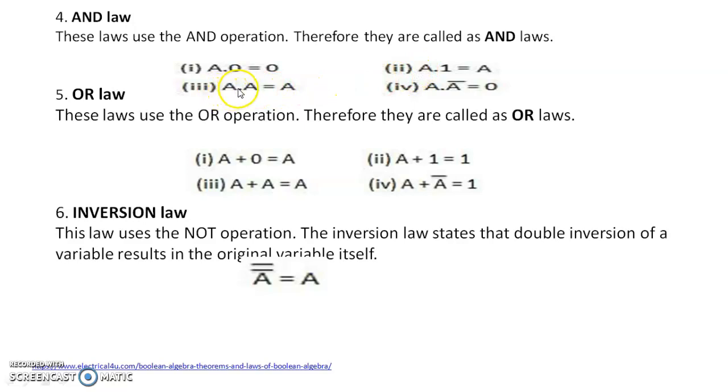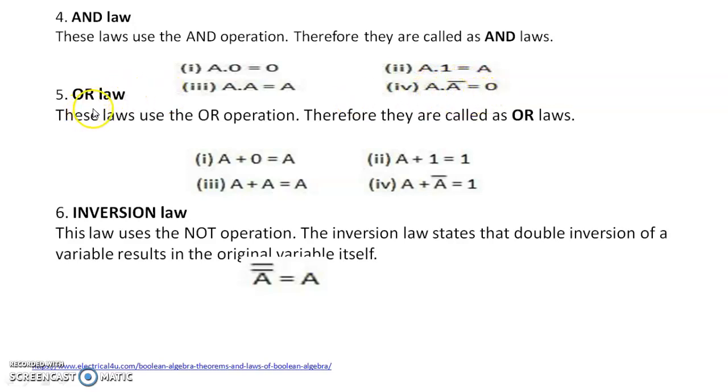Next is again A into A. Suppose A value is 0, so 0 into 0 is 0, it will come again the A value. If input is 1, A is considered as 1, so 1 into 1 is 1. So this is the third AND law. And next one is again A into A bar is equal to 0. Suppose we consider A as 1, so A's complement is again 0. 1 into 0 is equal to 0.